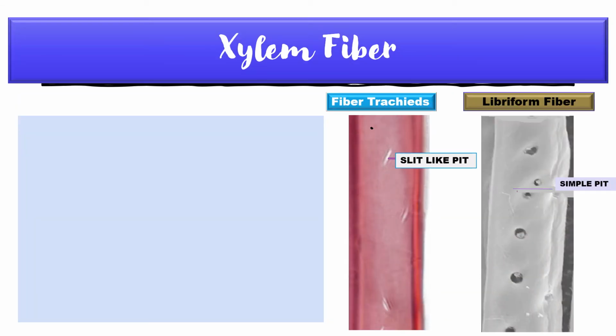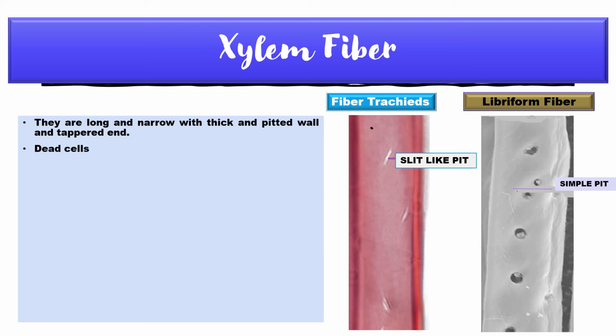Xylem fibers are the third element of xylem tissue. They are long, narrow, with thick and pitted walls and tapering ends. They are longer than tracheids, and they have more lignin deposition on their wall, so that their central cavity or lumen is completely covered. And they are dead cells, so there is no protoplasm, no nucleus.